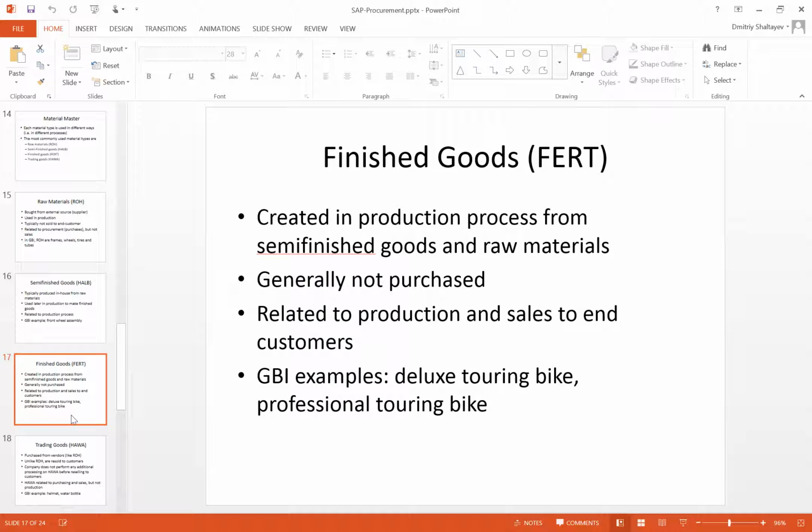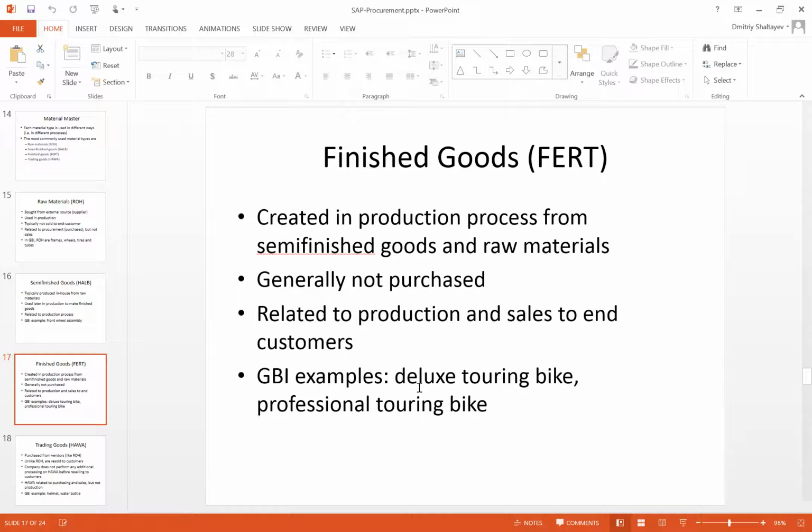Okay, so for example, if I'm making mountain bikes or some sort of girl's bike model, and I do that internally, once the production is done, that becomes part of my finished goods inventory. Touring bike, deluxe touring bike. So finished goods typically do not participate in purchases, obviously, because typically I don't buy them, I make them.